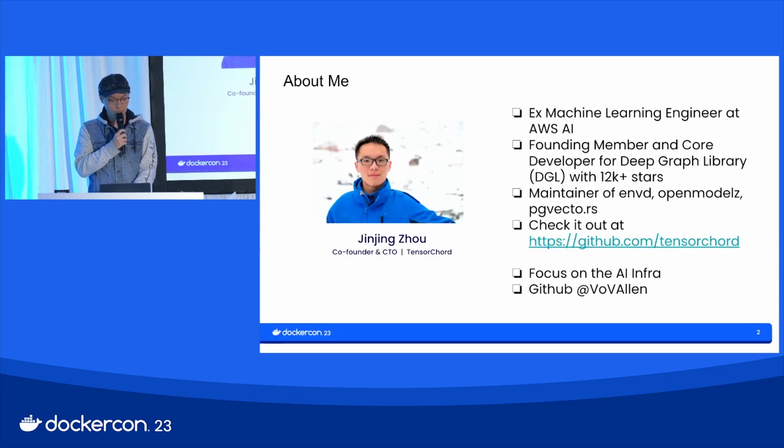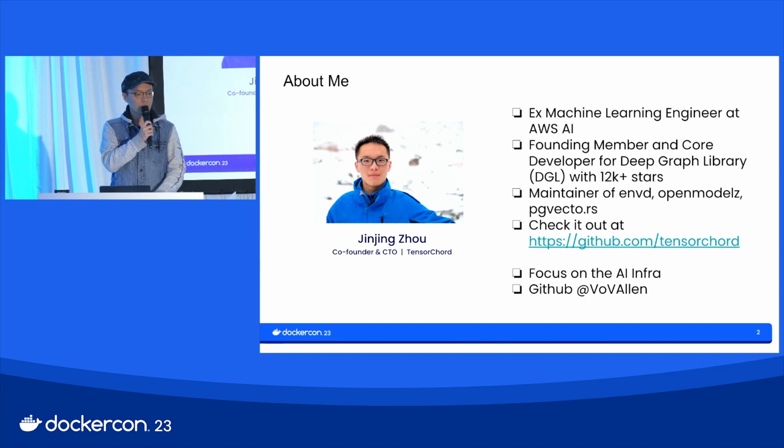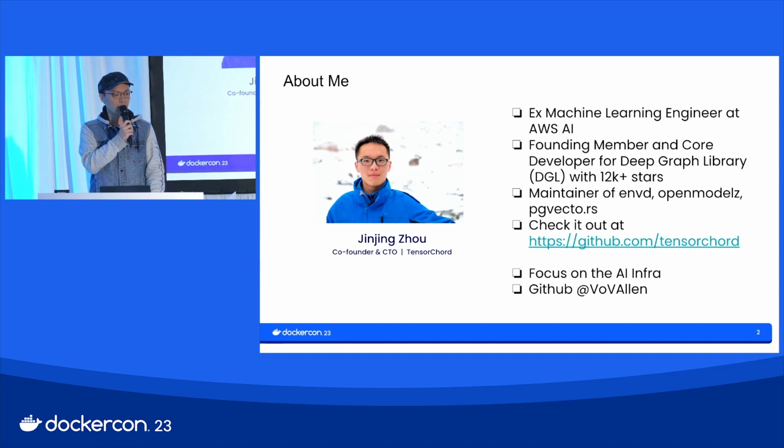So I'm Jingjing. I'm from TensorCore, and I'm the CTO and co-founder. Previously, I worked at AWS AI as an engineer. I majorly work on deep learning on graphs. I'm the founding member and the core developer of the Deep Graph Library project, which is a framework to help applied scientists do machine learning on the graph.